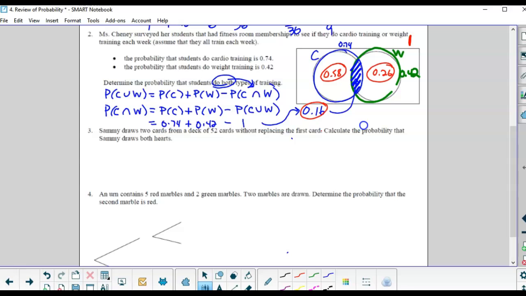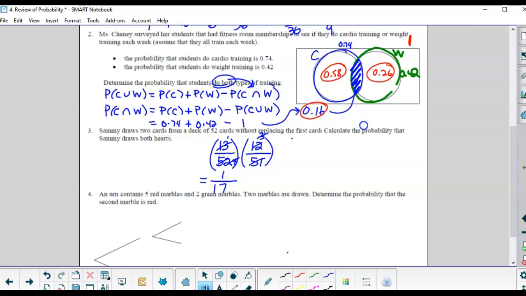So think about the first heart. There's 13 hearts out of 52 cards. You've drawn it, and you're not replacing it. So now you're out of 51 cards, and you drew a heart, so now you're down to 12. If we simplify that, 4 goes into it, 3 goes into this, and 17 times, okay? So what is that probability?